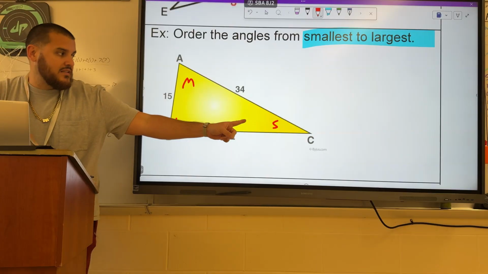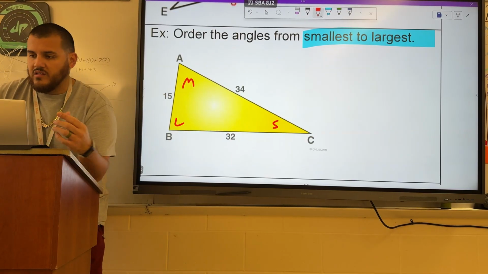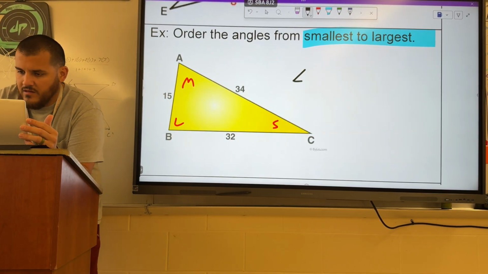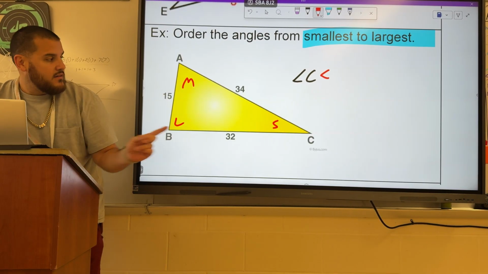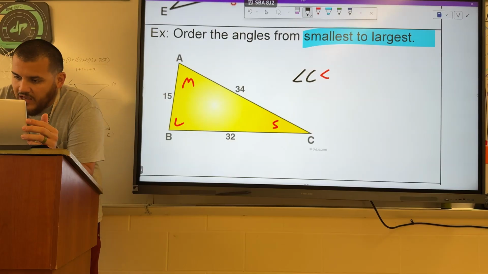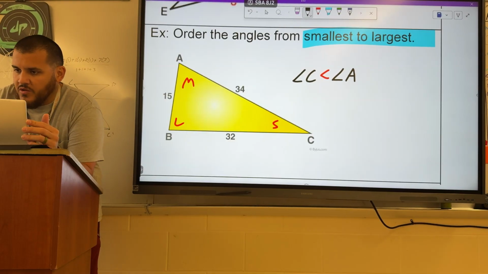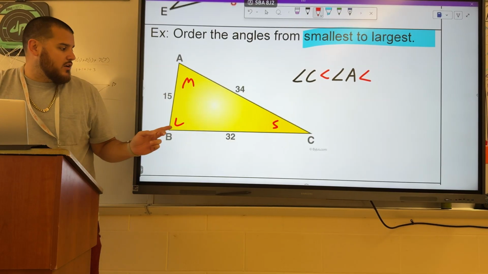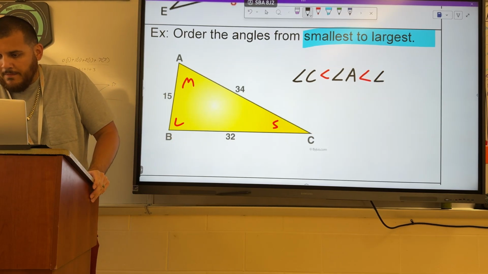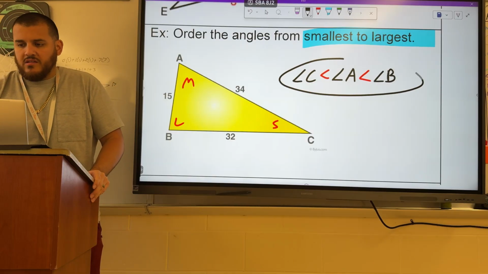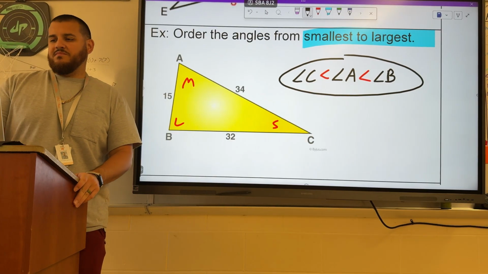So if I want to order these, I'm going to go small, medium, large. So angle C is the smallest. And so that means angle C is less than our next measure, which is angle A, which would then be less than the measure of our largest angle, which is angle B. That is smallest to largest for this triangle.